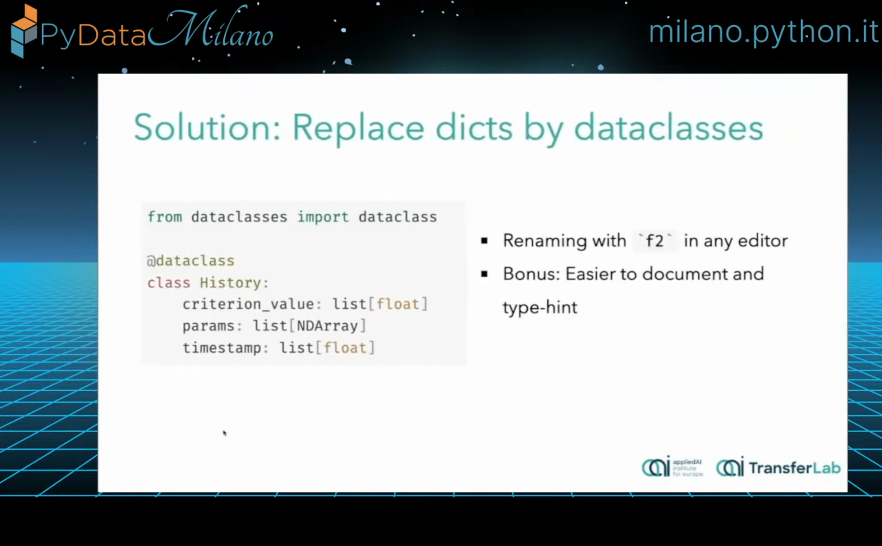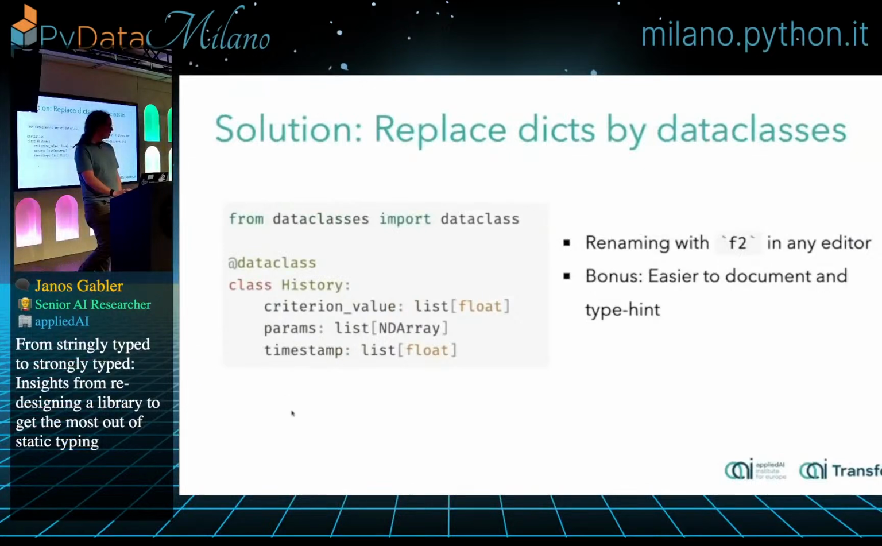Representing this small history as a data class. It's very easy to write. You import dataclass. You define the data class that has the same fields as the dictionary had keys. And if you now want to rename something and you're using VS Code, for example, you press F2 and you can very safely rename that also in all usages of the history. So that's a very easy win.